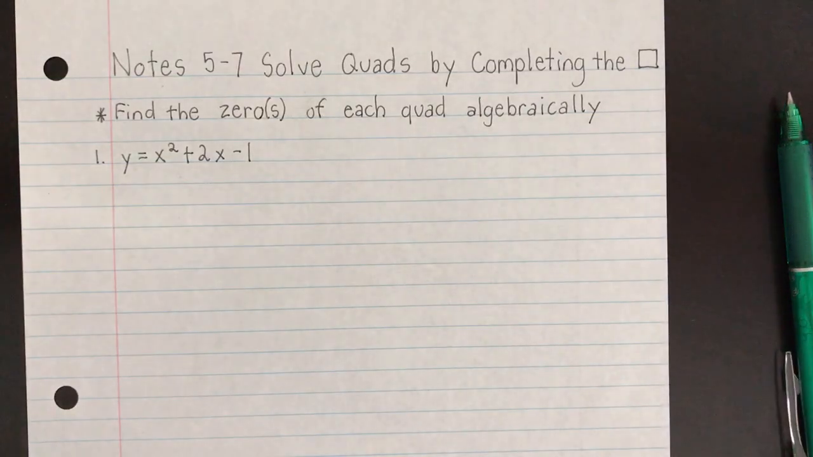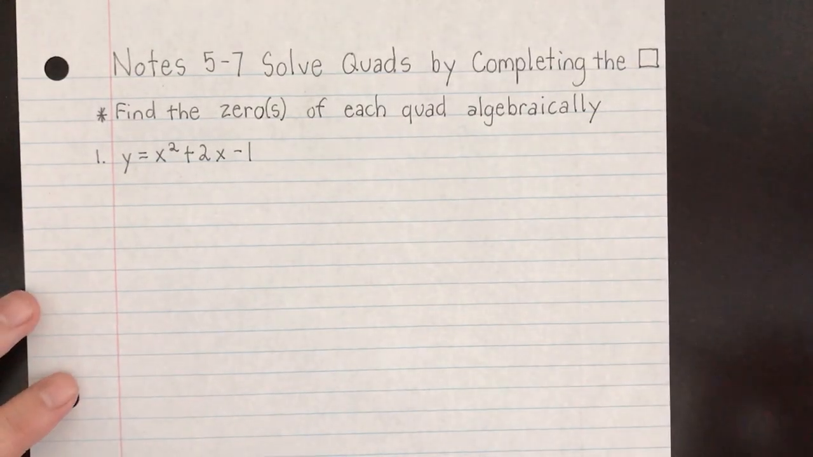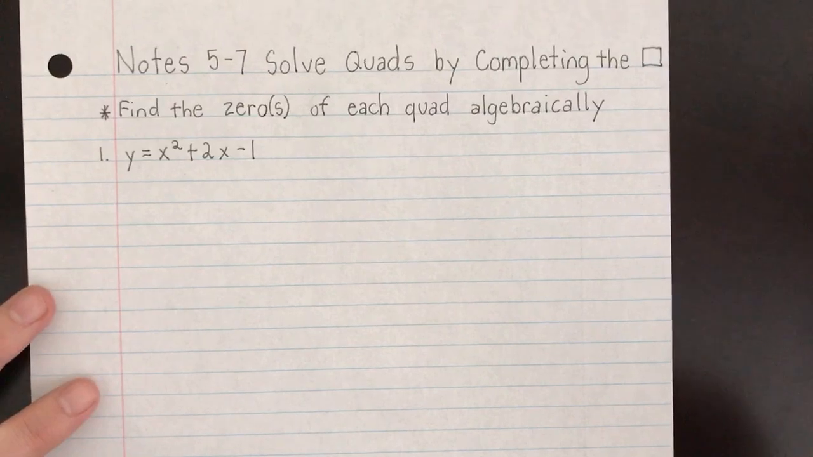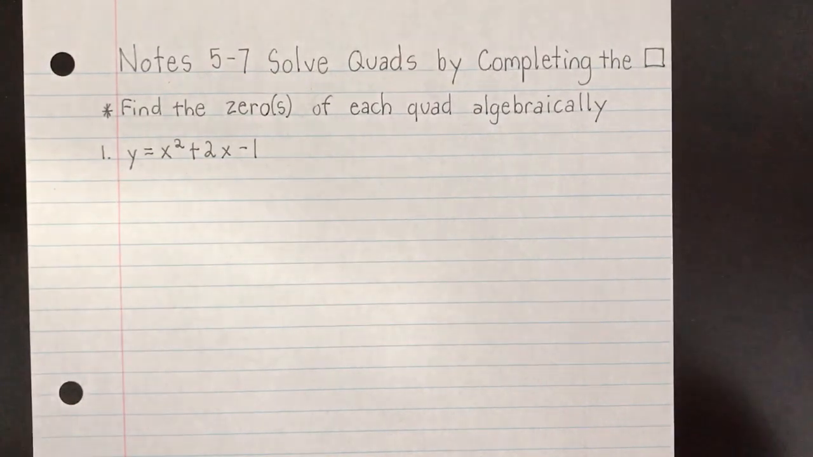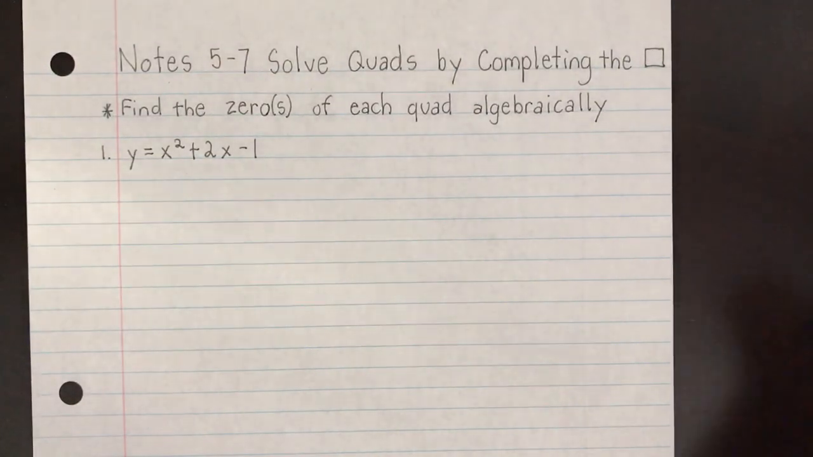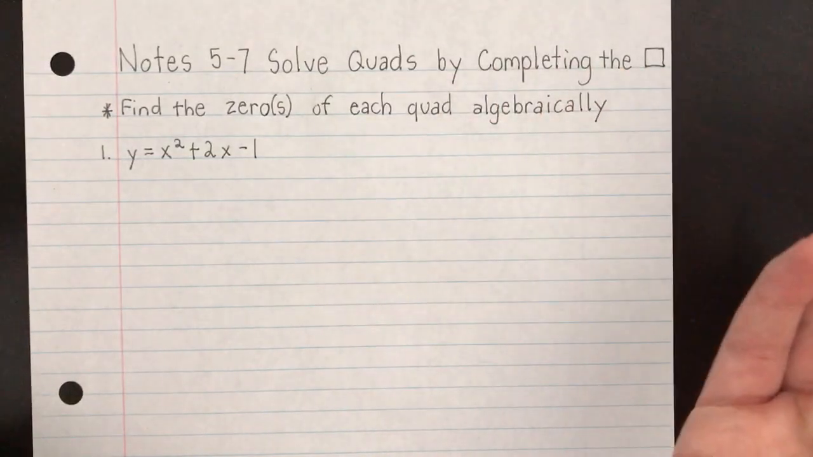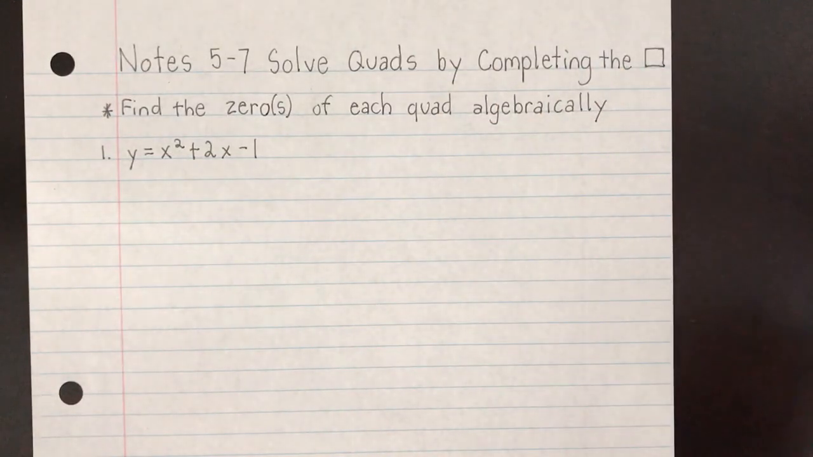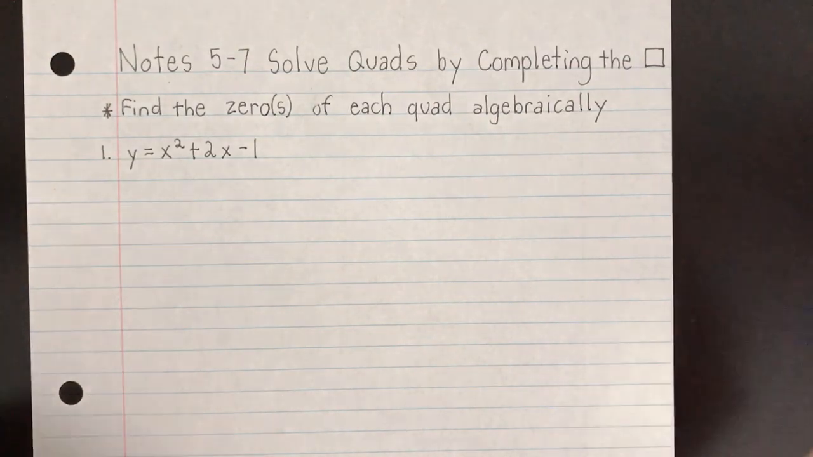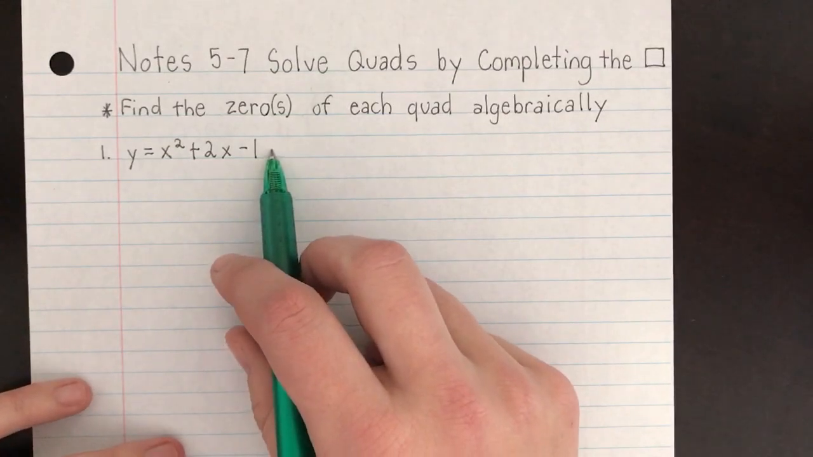Looking at notes 5-7, solve quadratics by completing the square. So find the zero or zeros of each quadratic algebraically. So this is just like yesterday's lesson or video in that we're using algebra to solve or find the zeros, roots, x-intercepts, except before our quadratics were in vertex form.